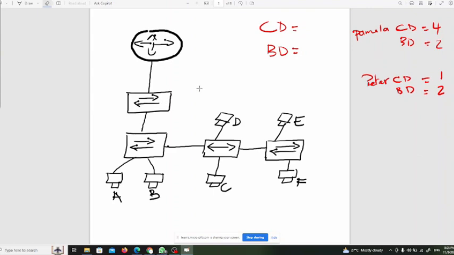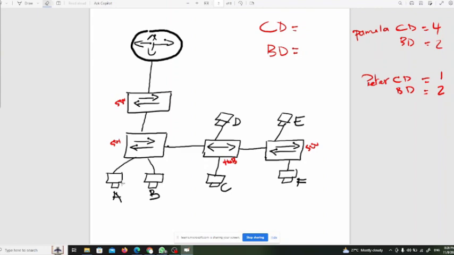So let us count the collision domains and broadcast domains. Let's start with the collision domains. Here I have a switch. This is one switch, this is also a switch, this one is a hub, and this one is a switch. When it comes to the switch, I told you that each interface or each port of the switch belongs to one collision domain.